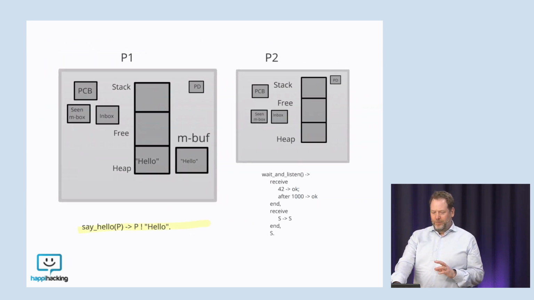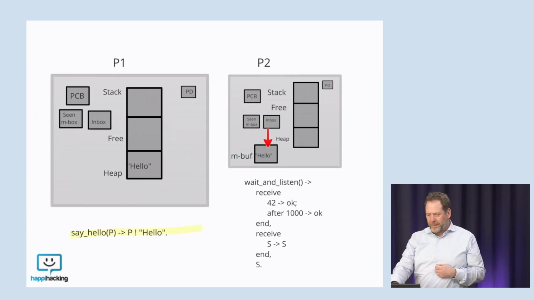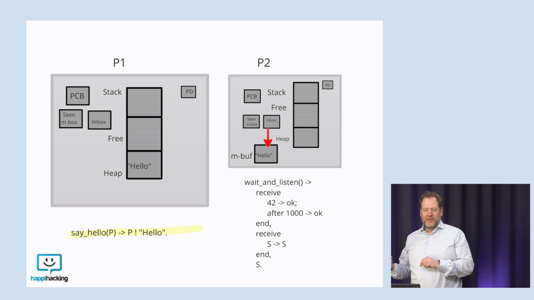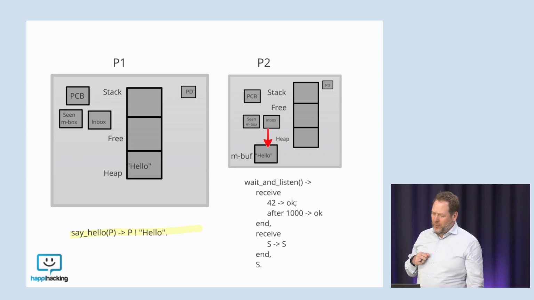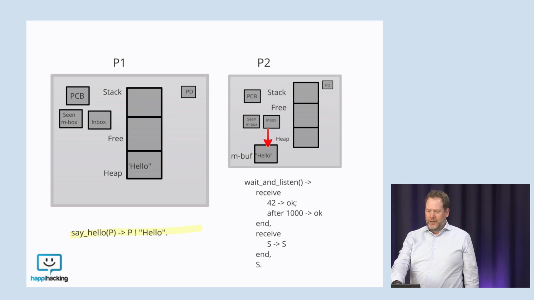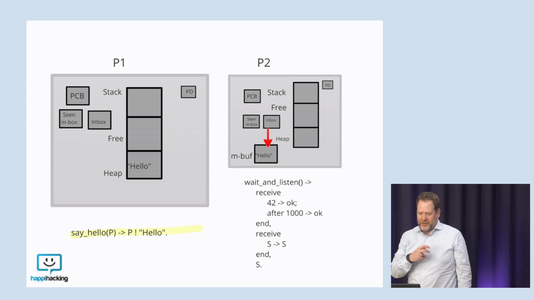So when this process wants to send the message, it has hello on its heap. It starts by copying it to a message buffer within its own memory area. So this it can do without disturbing any other process. And then it gives this message buffer to the other process and puts a pointer in the inbox of the other process. So this is the general case.